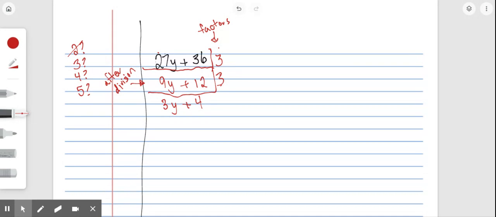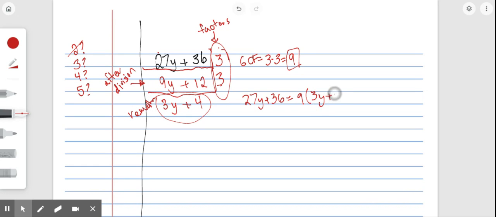Okay. So 3y plus 4, they don't have any common factors, which means that this is my final for my GCF. So greatest common factor is going to be 3 times 3, which is 9. Okay, so I know that 27y plus 36 equals 9 times, and then I keep this right here. This is the remainder, which means 3y plus 4 goes on the inside.